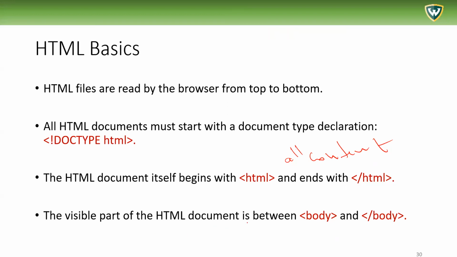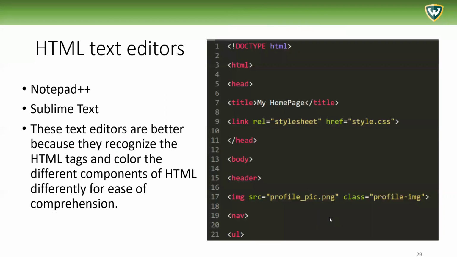The visible part of the HTML document is between the opening body and closing body tags. All content goes in here, but the stuff you're actually going to see on the page itself goes in the body. Notice in the little example, I have a title. The title is outside of the body, so it is not going to appear in the body of the page. It may appear on the tab of the browser, or as other information that the browser can process, but it's not actually going to be shown.